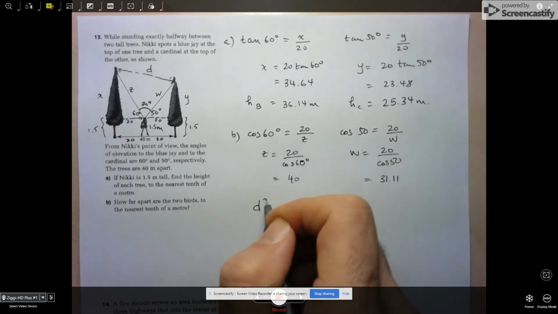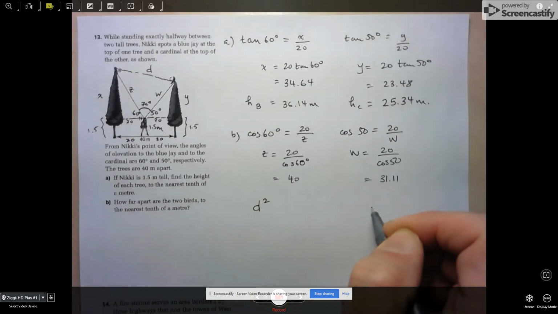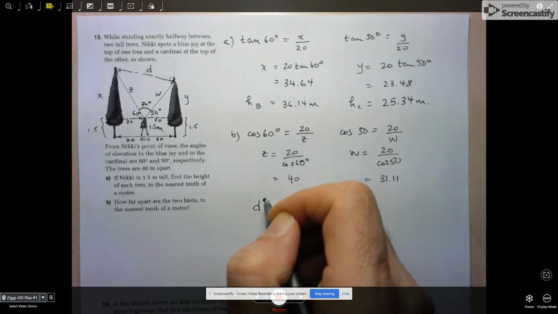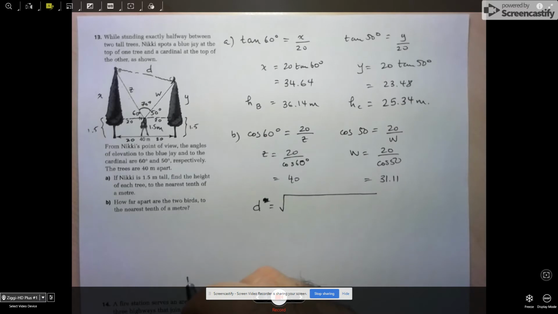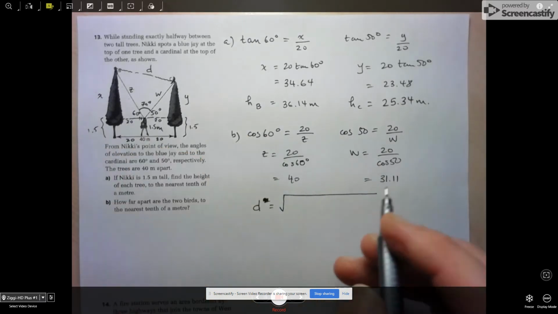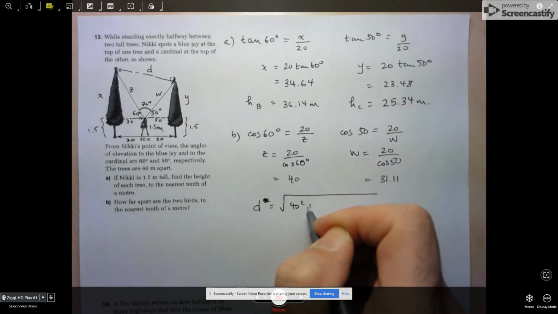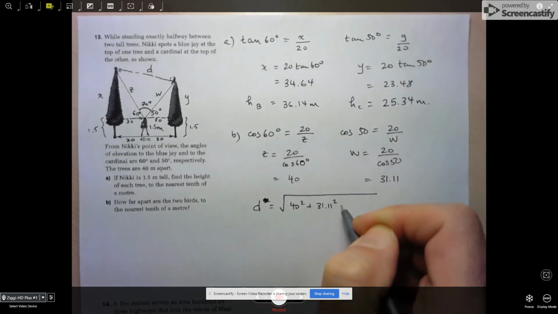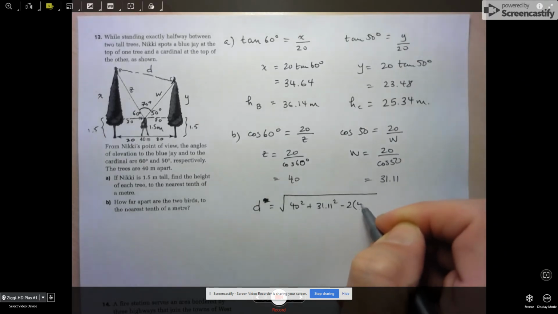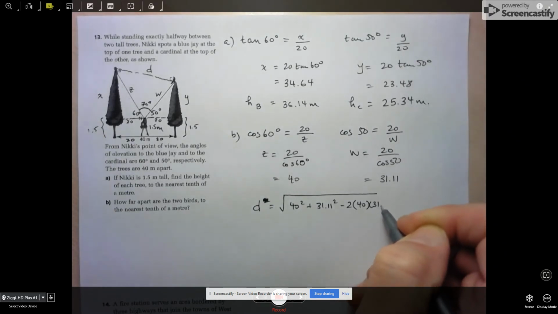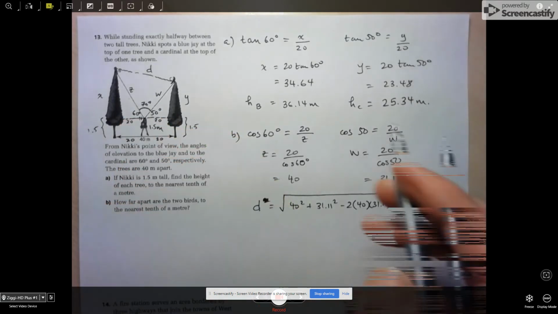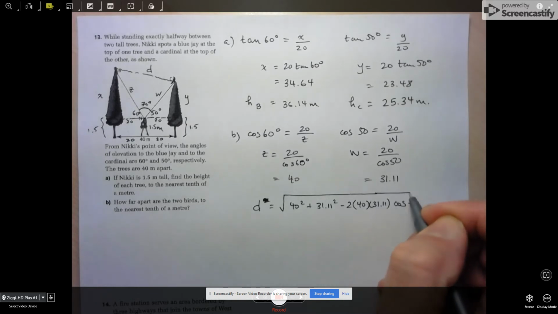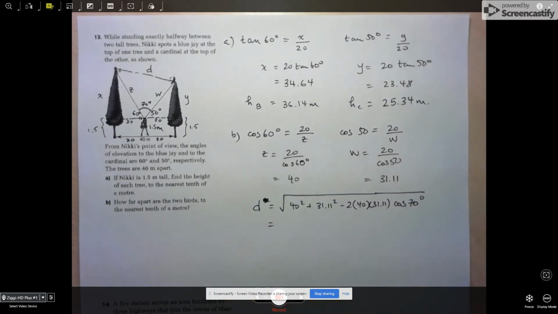So d squared is equal to that whole expression. But I know I'm going to have to take the square root anyways, so I'm going to do it right off the bat in one step. Okay, so cosine law says it's the sum of the squares of the other two sides. So 40 squared plus 31.11 squared minus 2 times the product of the other two sides times the cosine of the angle opposite d, which again we found to be 70. All right, and so this will give us the distance between them.